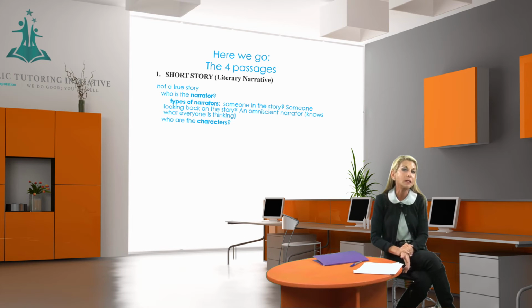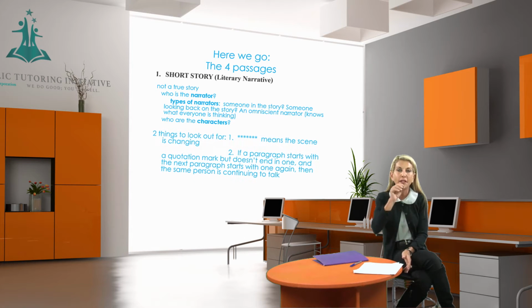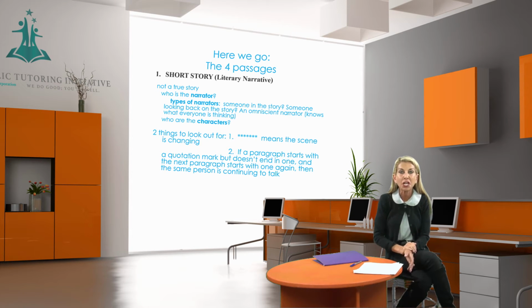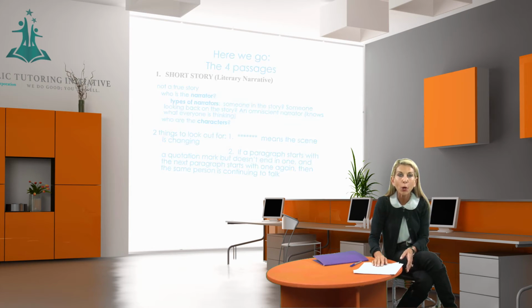Another weird thing that the ACT does sometimes is to put these little asterisks between paragraphs. That just means that they're changing the scenery, which is kind of weird, but that's what they do. And one other really weird thing that I've noticed is that a paragraph will begin with a quotation mark, which tells you that someone's talking, and then you end the paragraph and there's no mark at the end of the paragraph to show you the quote ended. Then they start the next paragraph and it starts with a quote, and you're like, what just happened here? Well, it's the same person talking.